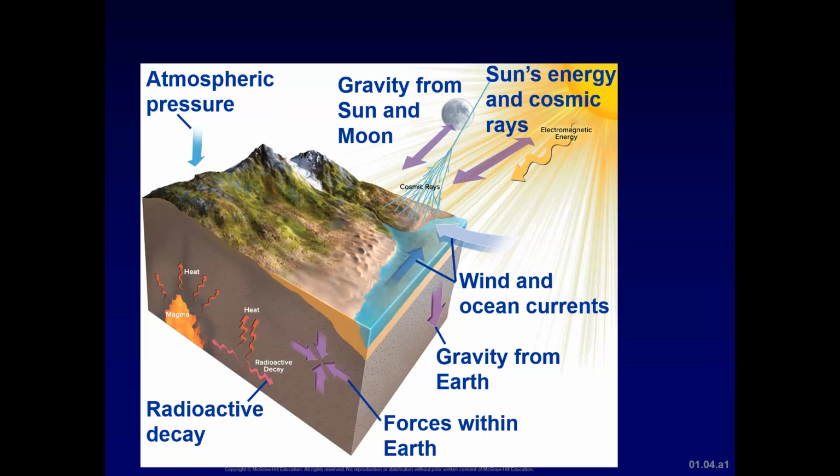Radioactive decay produces heat, and then heat can be transferred from hotter rocks to cooler ones, such as near molten rocks, and we call that magma when it's under the Earth. If it's extruded out of the Earth, we call it lava.